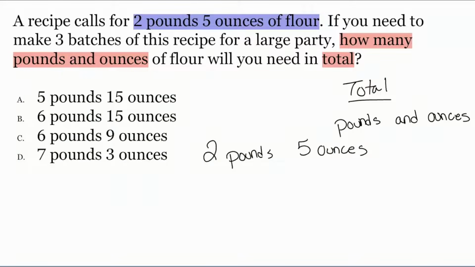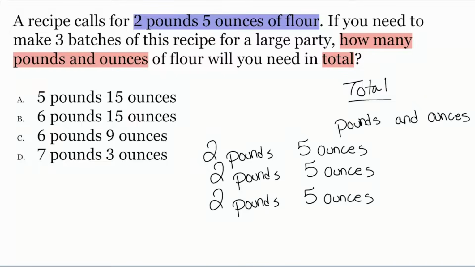So pretty much what's going on here is we have this 3 times over. That is 3 batches. And when we add all of this up together, look at how friendly this problem actually is. So everybody, what's 2 plus 2 plus 2? What's that going to be? Yeah, that's going to be 6 pounds. Let's write that down right there. And then 5 plus 5 plus 5, what's that going to be? Yeah, that'll be 15. That'll be 15 ounces.